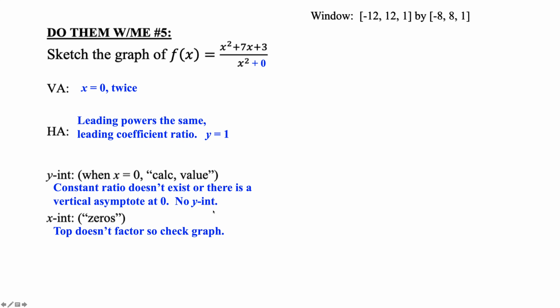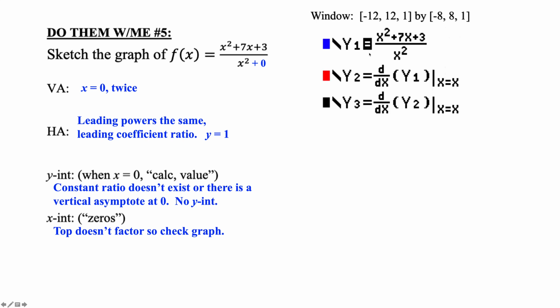And my x-intercept, well, that's too difficult to factor and solve, so let's just go right to the calculator and find it. So I typed in the original function, and now I went more calculator here. I'm asking for the derivative of y1. That will be the first derivative, and then this will be the second derivative because I'm taking the derivative of the first derivative. But I left the equations off so they won't clutter the screen.